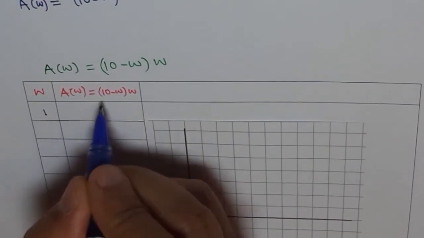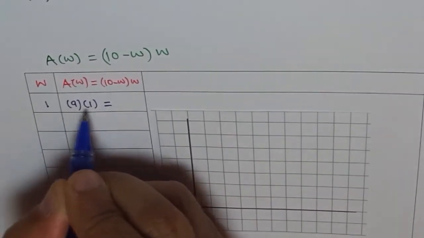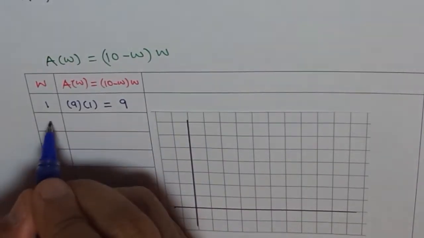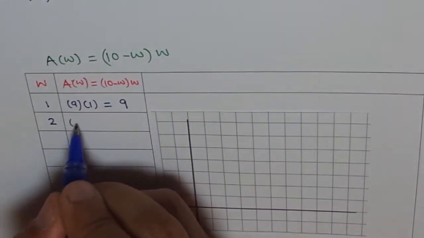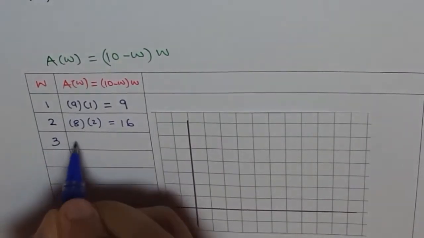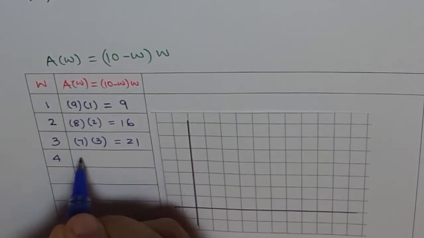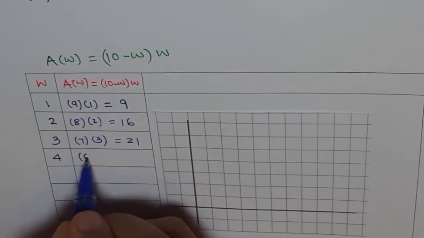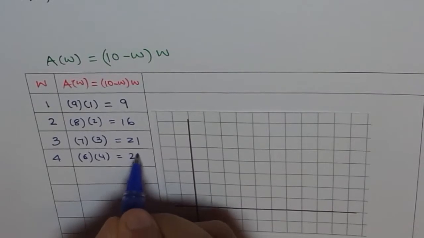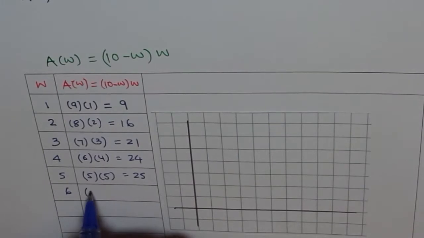If we take width as 1, then 10 minus W is 9. Correct? Times W is 1. What area do we get? 9 times 1? 9. Correct? Similarly, if we take W as 2, we'll get 10 minus 2 as 8. And W is 2. So we get an area of 16, right? If we take 3, then it is 7 times 3, which gives us 21. Likewise, we'll continue. 4 will give us 10 minus 4 as 6 times 4, which is 24. 5 will give us 10 minus 5 as 5 times 5, which is equal to 25. 6, 10 minus 6 is 4, times 6, value is 24.